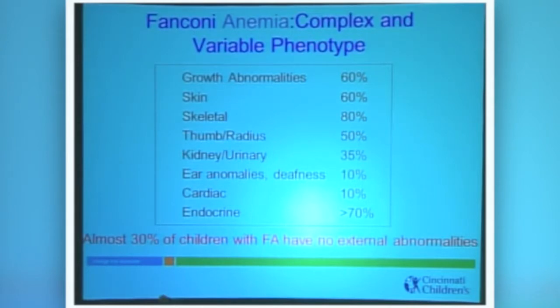What I want you to focus on is the bottom red, where it's important to recognize that almost 30% of the patients with Fanconi anemia will have no external abnormalities, and it's important to recognize this and keep it in mind when we are seeing patients and evaluating them for congenital marrow failure syndromes.